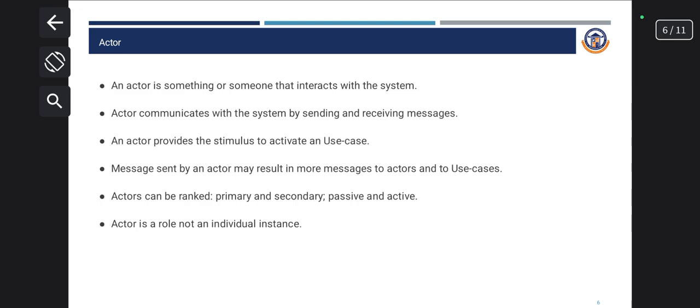Actors can be classified as primary or secondary, and also active or passive actors. Primary actors mainly use system services, while secondary actors support system functions or functionalities. So actors are not individual persons; they represent a group of users performing the same role. So actors help identify the system requirements and the user access permissions. So this is known as actors.